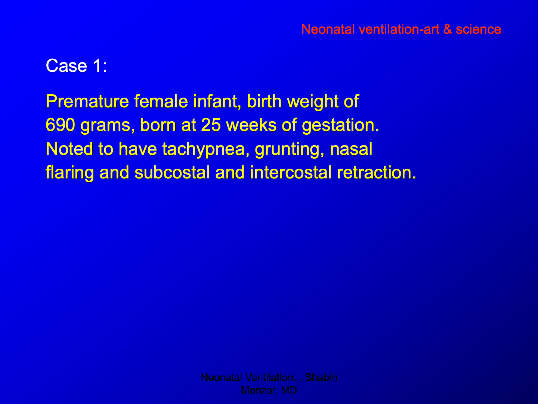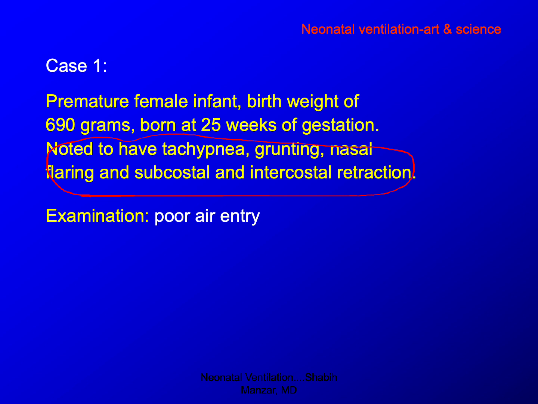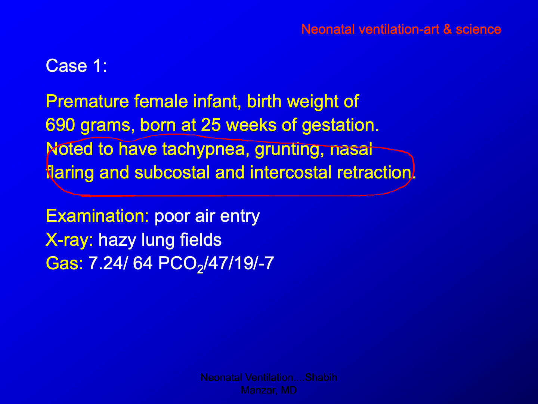Case one: here we have a premature female infant. The birth weight was 690 grams, born at 25 weeks of gestation. She was noted to have tachypnea, grunting, nasal flaring, and subcostal and intercostal retractions. Of course, based on these clinical findings, we all know that this patient is in respiratory distress. So something has to be done. Examination showed poor air entry. The X-ray showed hazy lung fields. And then the gas was pH 7.2, PCO2 of 64, PO2 47, and this is the base deficit and bicarb.